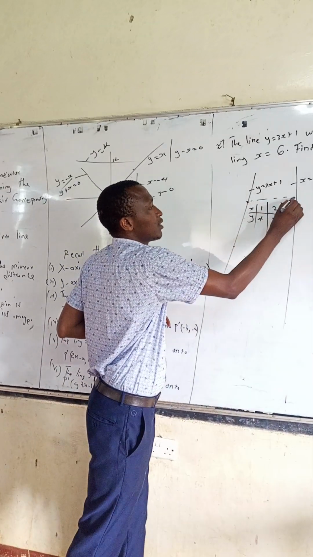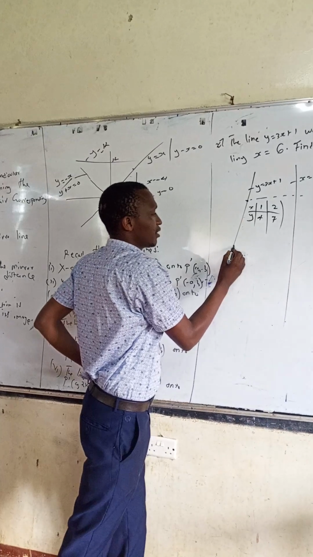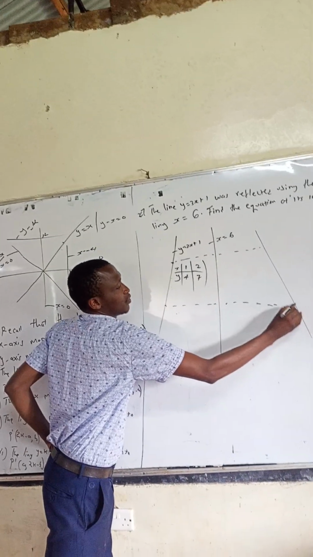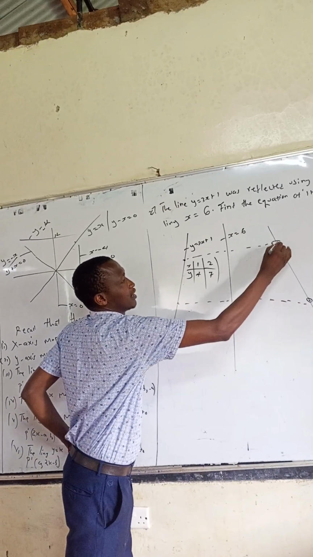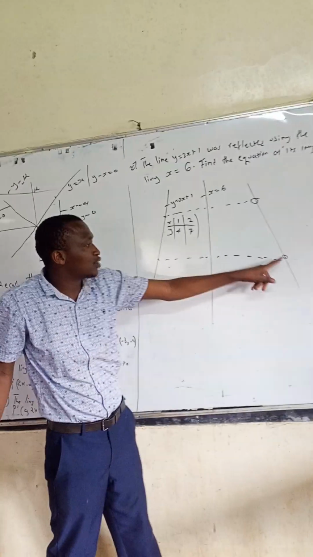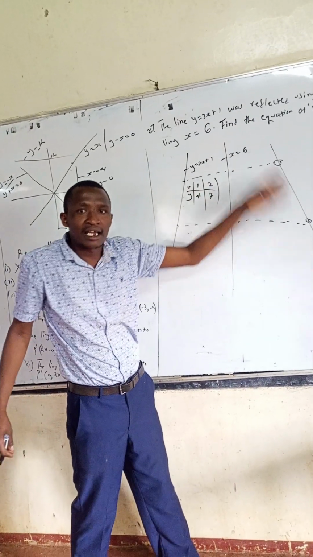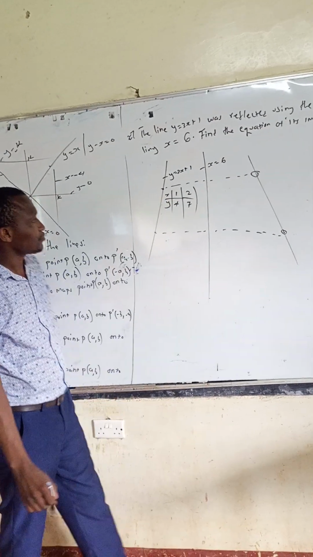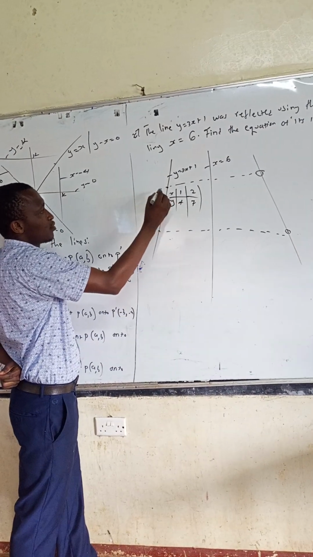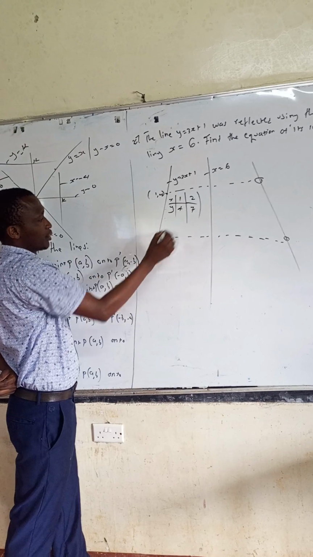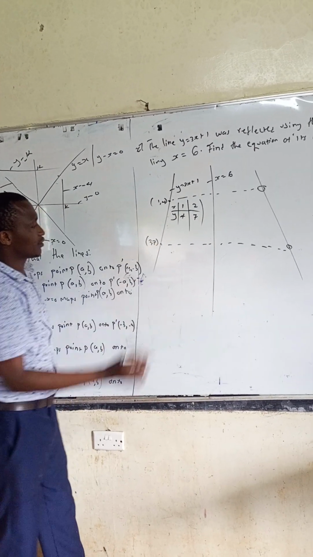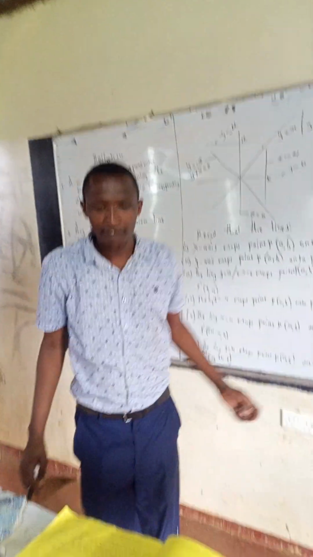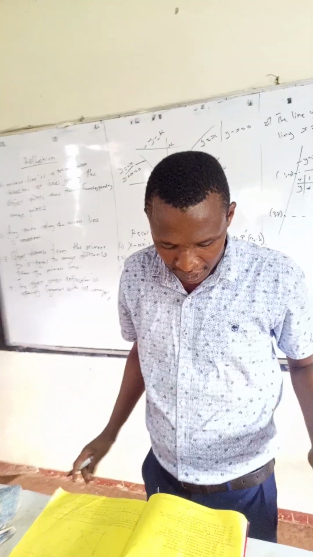When you reflect using this one, it will be somewhere here. When you reflect using this one, it will be somewhere, and the line will be like that. So let me assume these are the point coordinates. When I find this one and this one, I'll just find the gradient and I find its equation of the image, which the question requires you to do. Now, I have point 1, 4 and I have point 2, 7.